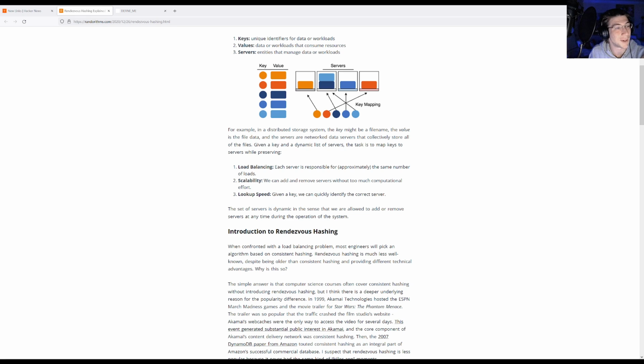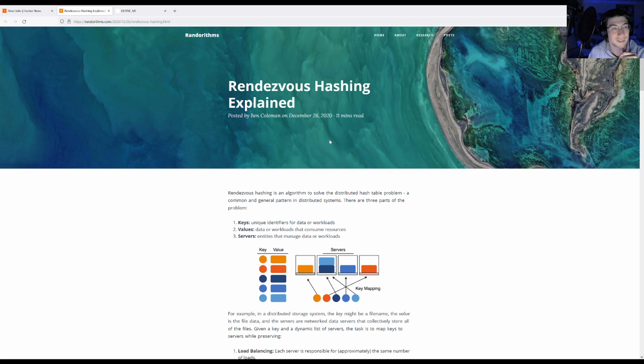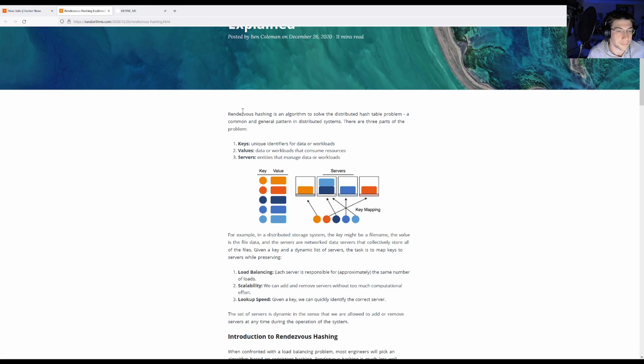We were talking about rendezvous hashing. Let me start from scratch. Boy, I have to remember the microphone. Rendezvous hashing is an algorithm to solve the distributed hash table problem.